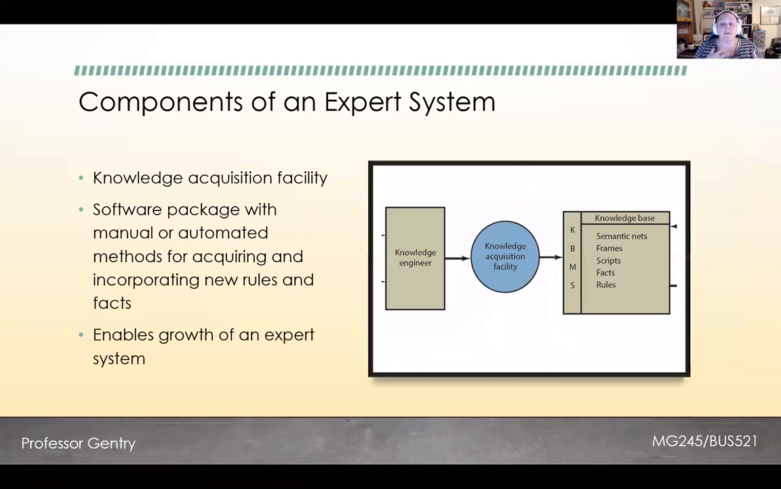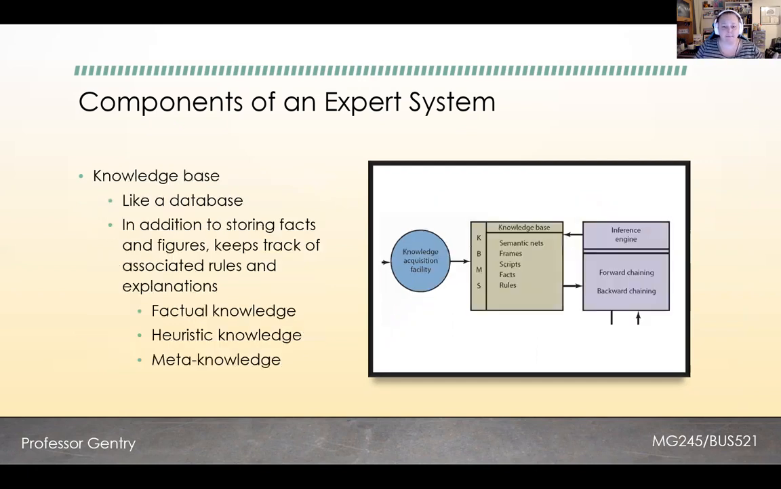A typical expert system includes various different components. First, a knowledge acquisition facility. That's going to be a software package containing methods for obtaining new rules and facts. This is where you can grow your system and add new human solved tasks. A knowledge base, it's going to be very similar to a database in that it stores facts and figures, but it's also going to keep track of associated rules and explanations as well.